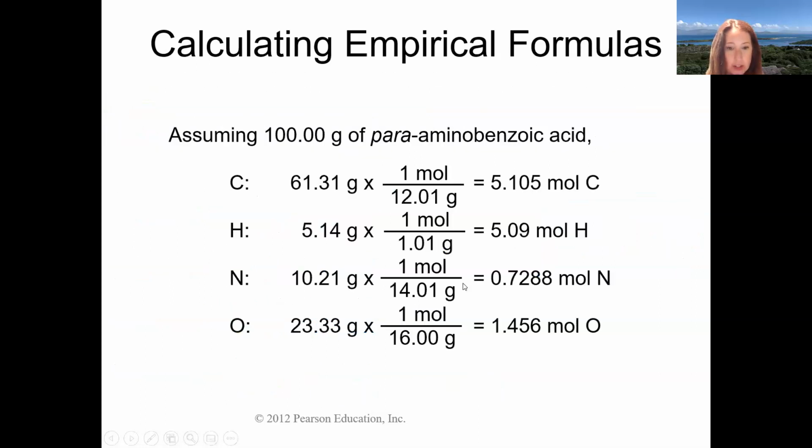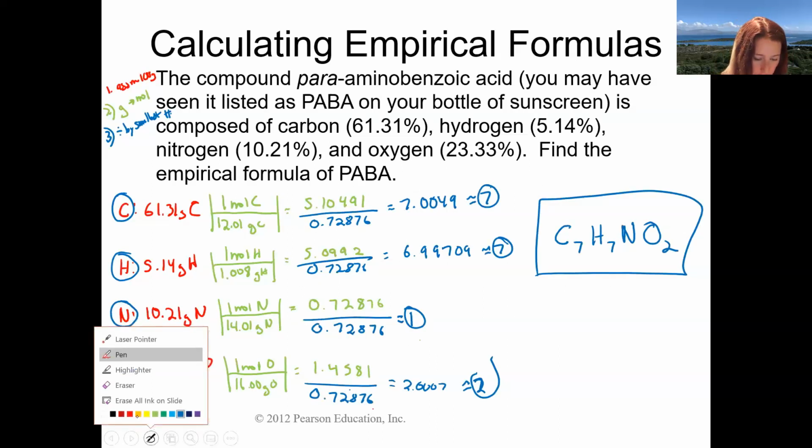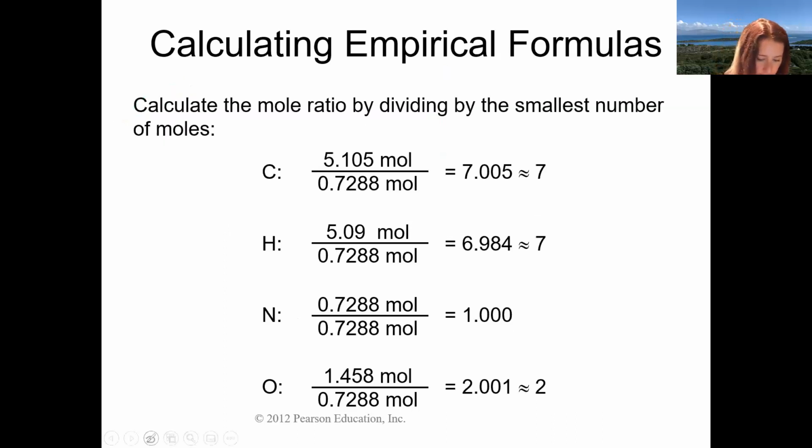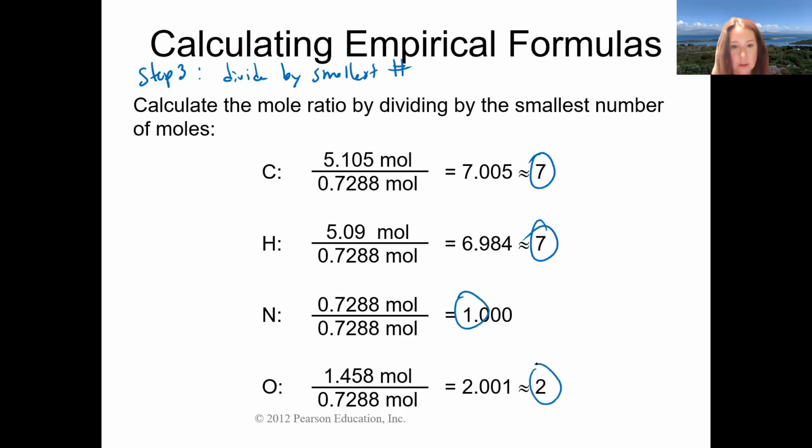So does anybody have any questions? So here, this one was step, I'm going to try and keep it in the same color. This one's step 2, where we convert them all to moles, grams to moles. And this one was blue. It's step 3. Divide by smallest number. And then here are our numbers. Okay, so any questions on these?